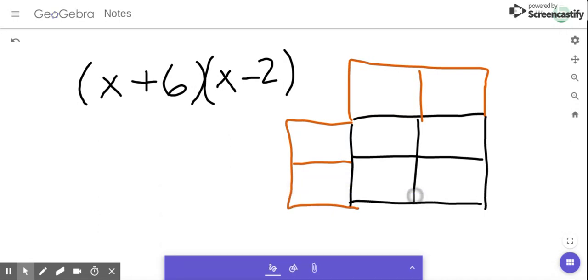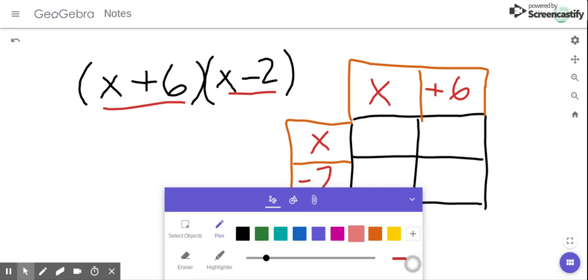So what I do with the box is that I take the first binomial, x plus 6, and I put it right here, so x plus 6. And I take the second one, x minus 2, and I put it right here. I just put the sign plus or minus in front of each term. So because this was plus 6, it's a positive 6. Because this was minus 2, it's a negative 2.